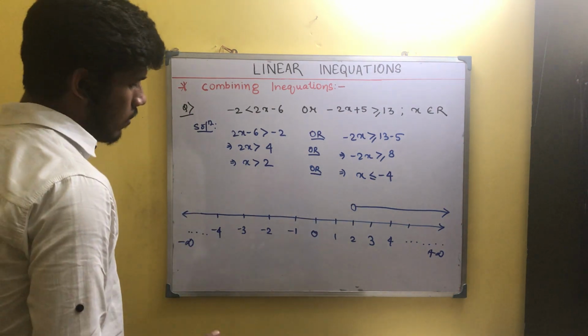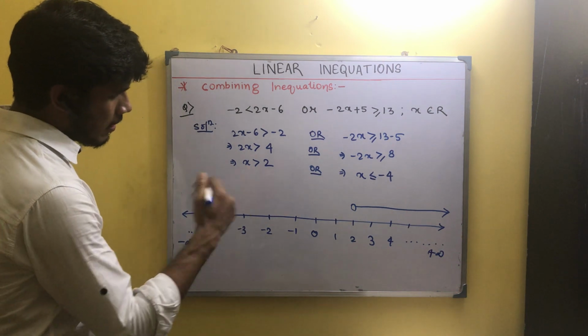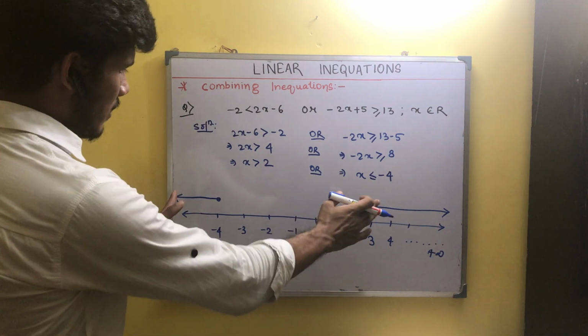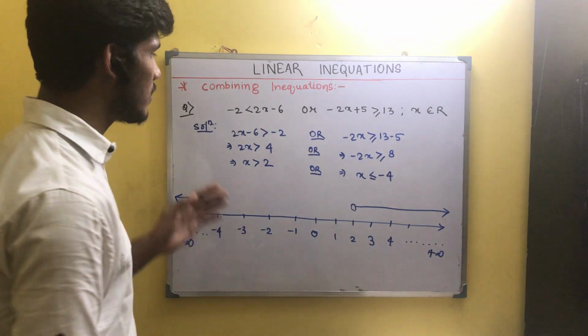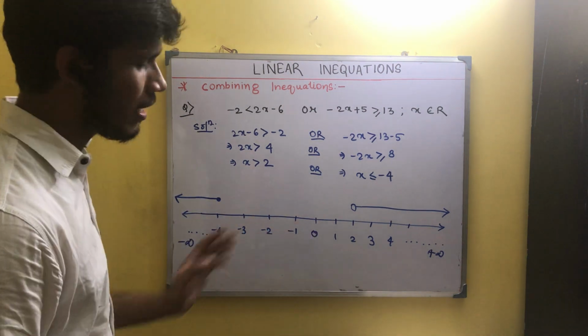to -4. What we have is take -4 and less than that, so we will be moving leftward. So this is the solution that is graphed on the number line, or represented on the number line. This is your final answer.